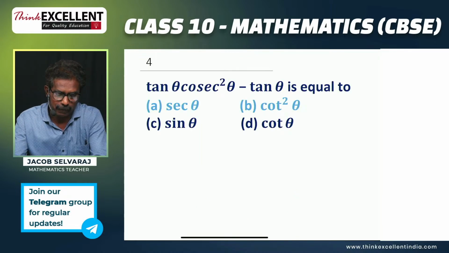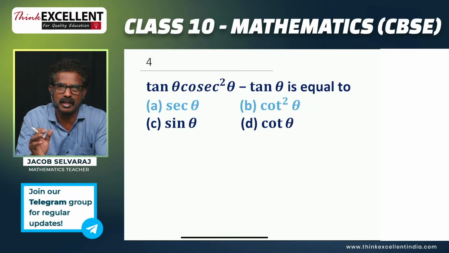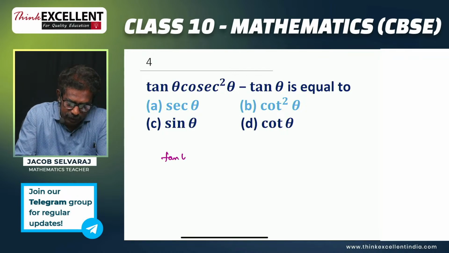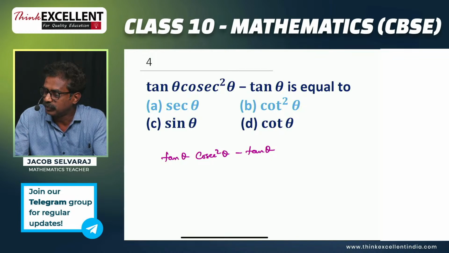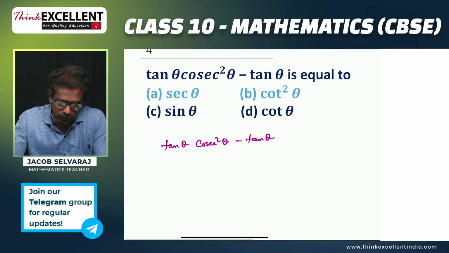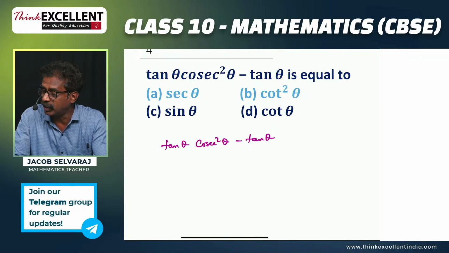Look at this question. Tan theta into cosecant square theta minus tan theta. Just to make you thorough with the identities only I am giving these questions. Tan theta into cosecant square theta minus tan theta. Can you try and give your answer in the chat section? Four options given. Secant theta, cot square theta, sin theta, cot theta. As I said, you can do it different ways, right? Either you can change into sin and cos, or you can see tan theta is common, right?